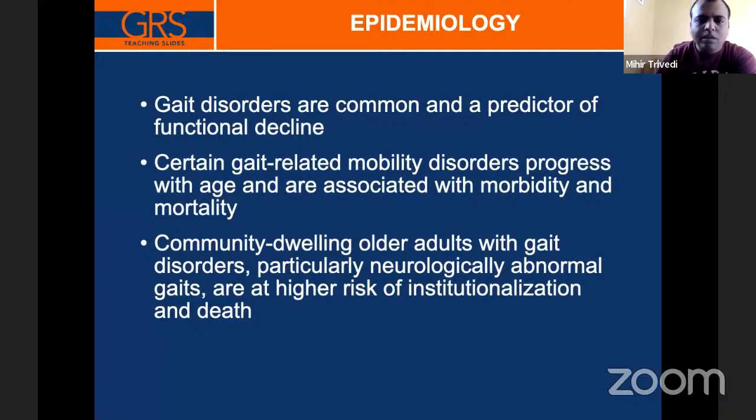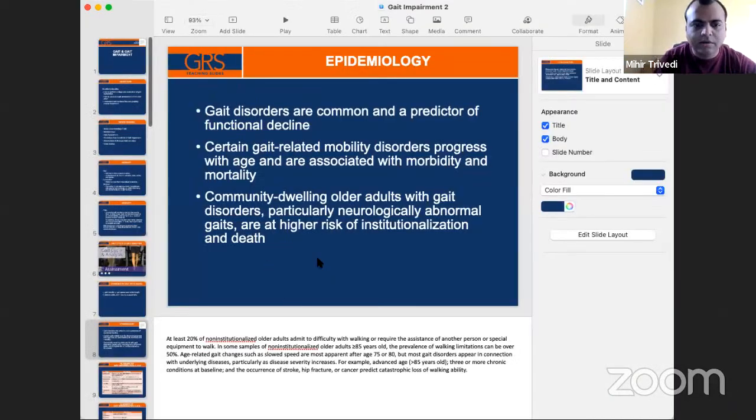Now, speaking of neurological abnormal, can anyone tell me what cranial nerve, damage to what cranial nerve actually affects the gait? Or just put down in the comment section, please.